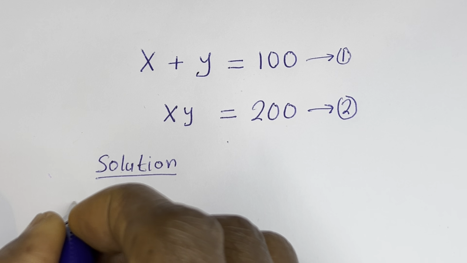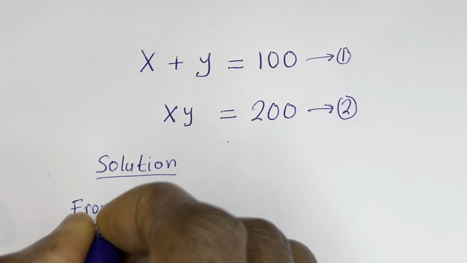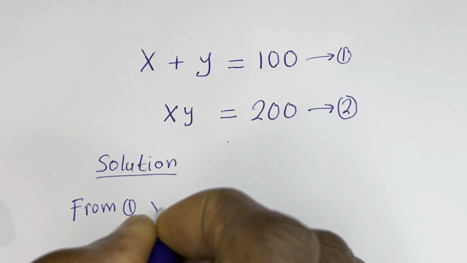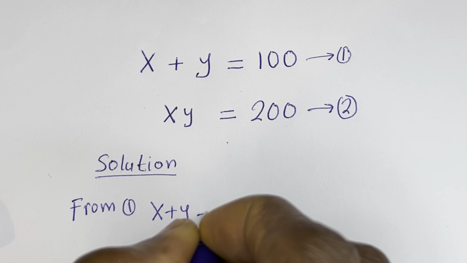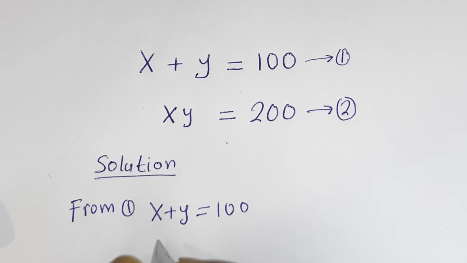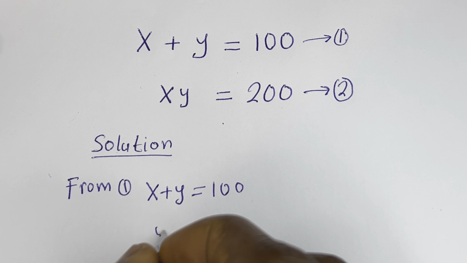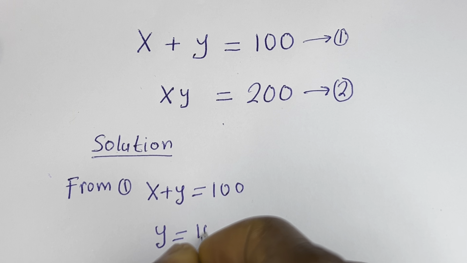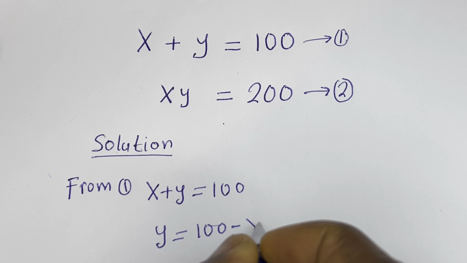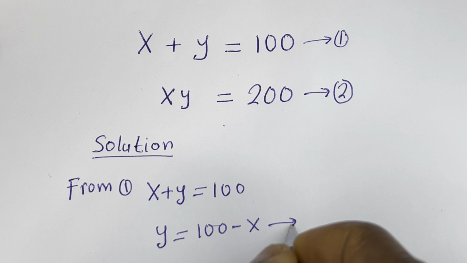Now from equation 1, x plus y is equal to 100. We can make y the subject of the formula. y is equal to 100 minus x. Let's call this equation 3.